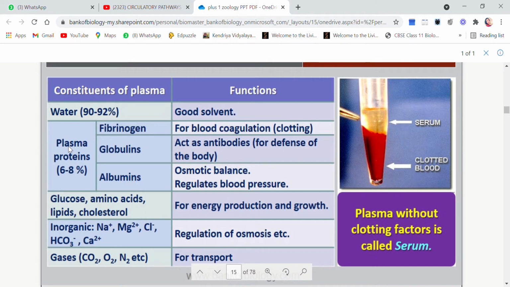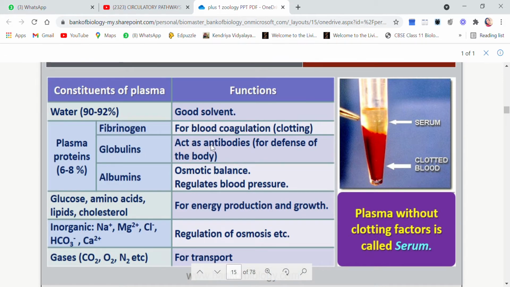Next we come to plasma proteins. So 6 to 8% is occupied by these plasma proteins. They are of three types: fibrinogen, globulins, albumins. Fibrinogen is a very important protein which is utilized for the clotting of blood. We will do this clotting of blood procedure further in the chapter.